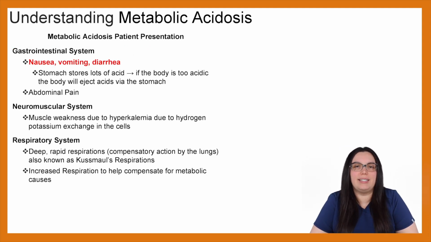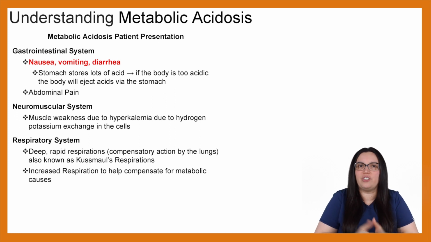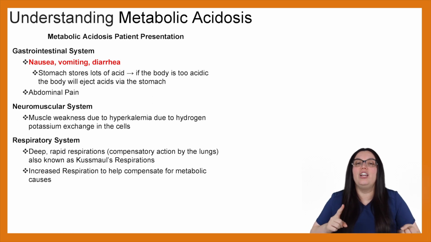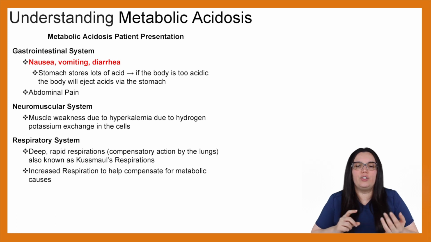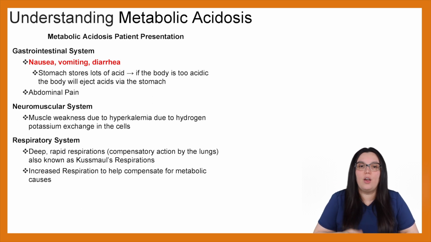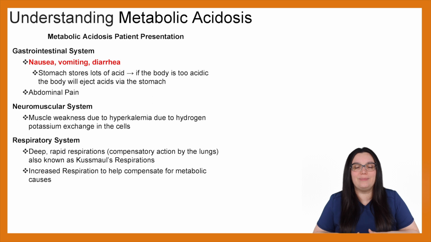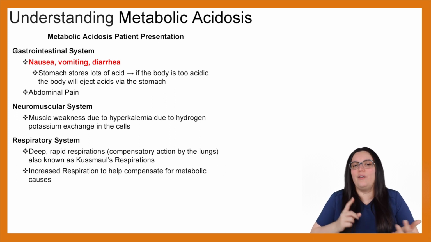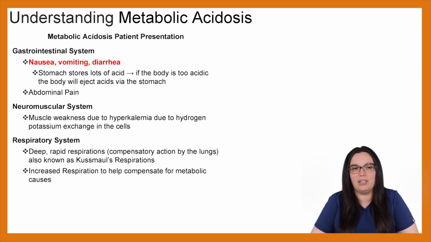Gastrointestinal system, when it comes to patient presentation of metabolic acidosis, you're going to see nausea, vomiting, diarrhea. We talked about it before, our base is stored in our gut. It's in our intestines, right? So our stomach stores the acids. If the body is too acidic, what does the body do? It's going to try to get rid of the acid. So you're going to see it ejected either through vomiting, through your stomach, or diarrhea through your gut, right? And because of all of this vomiting and diarrhea, of course, you're going to start to see abdominal pain in these patients.